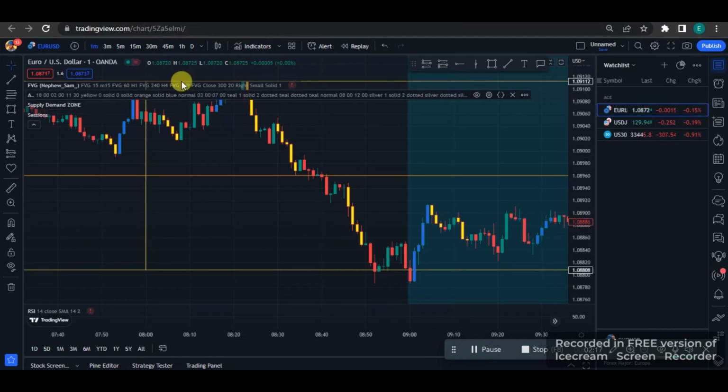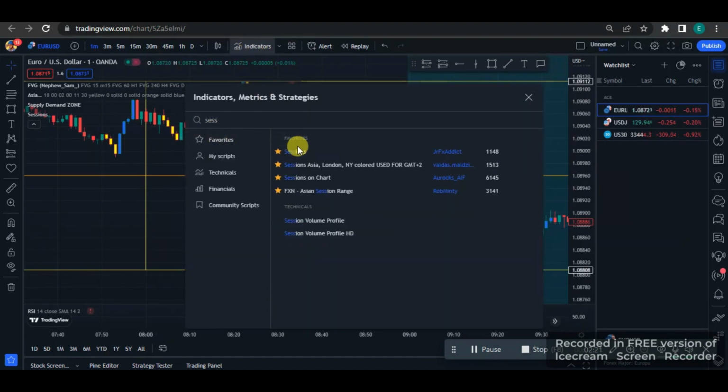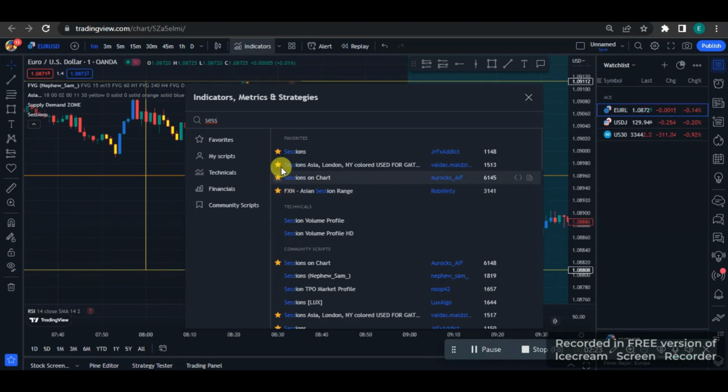For the session, all you have to do is come to the indicator section here and search for session. You can add any of these. These are my 4 favorite ones to use. At one point I was using the FXN Asian session range, which is these lines you can see on my chart here. This is what I'm using currently. I used to use the third one, sections on chart, the most at one point, but I had to switch for some reasons.